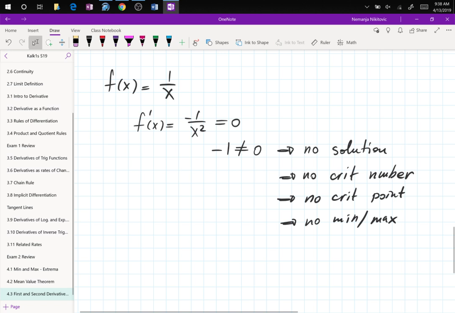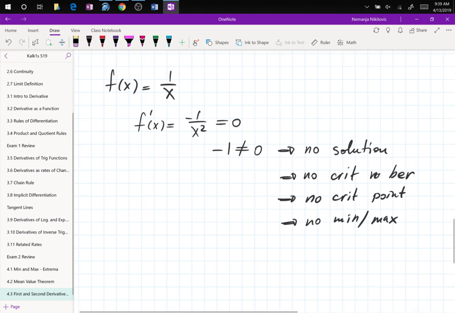Wow. So this is the logic that you follow from this calculation, right? It starts at a derivative where -1 equals 0, which has no solution, which means no critical number. So no critical number, no critical point, no min, no max. Great. Well, are we doomed? No, we're not doomed. We still do the first derivative test.